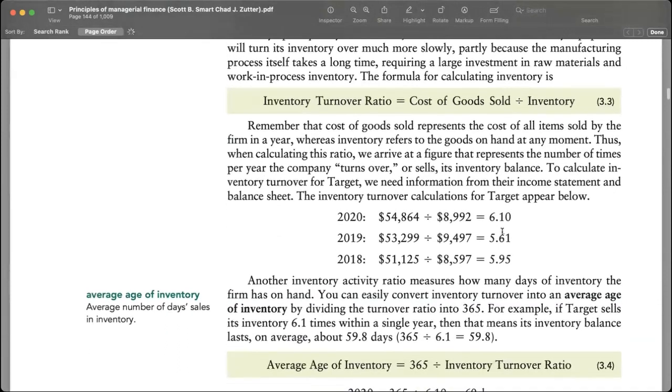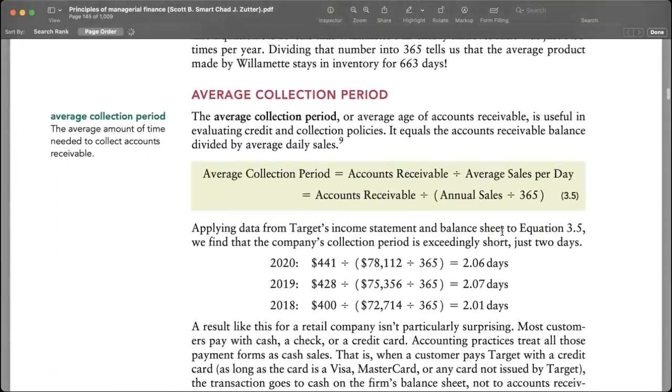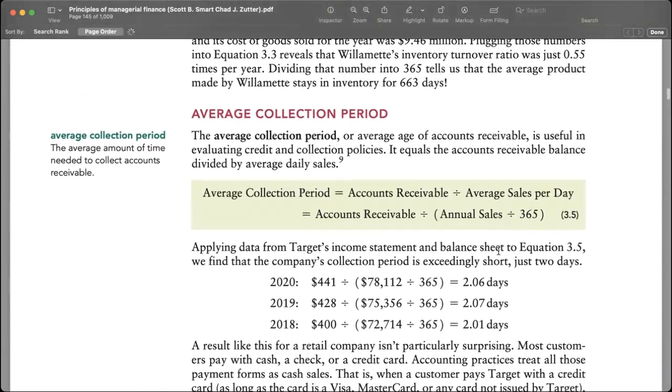For this company, Target Corporation, what will be the accounts receivable turnover? They have not given the accounts receivable turnover here. They have actually combined both formulas and directly calculated the average collection period. But we can see the figures here. What is the total sales? 78,112 for 2020, divided by 441. Can you calculate?